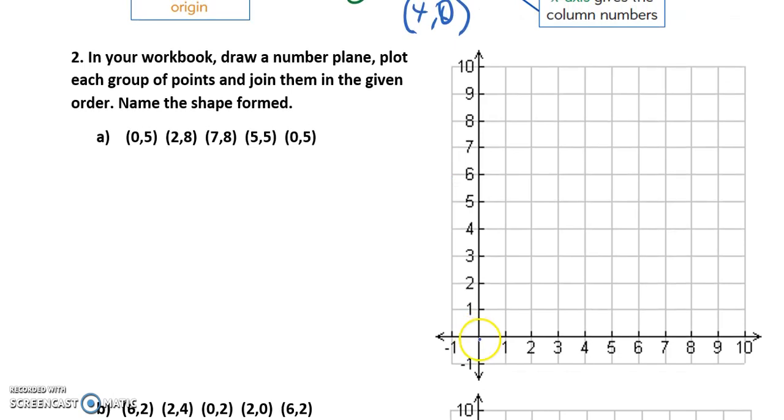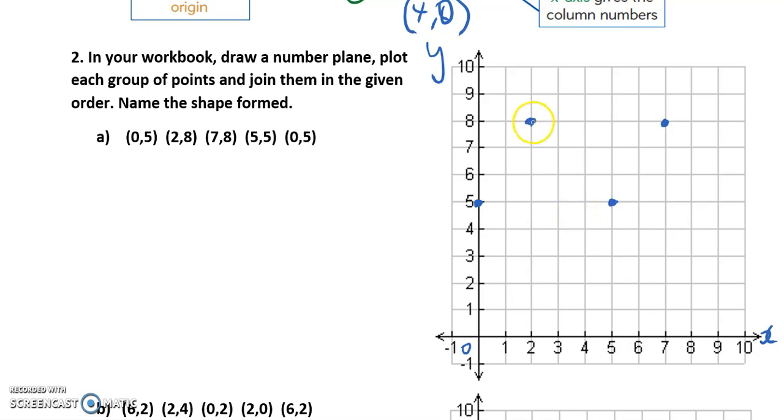So I'm going to start at 0. Remember, this is 0 here. I want to also label my axes. That's X, that's Y. So at 0, 5, I've got a point. At 2, 8, I've got a point. At 7, 8, I've got a point. At 5, 5, I've got a point. And back to 0, 5.